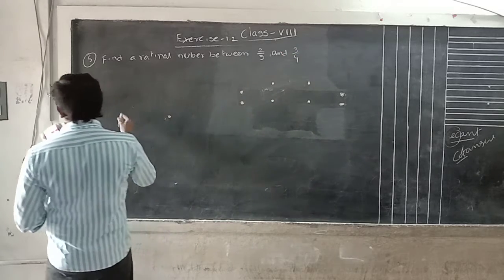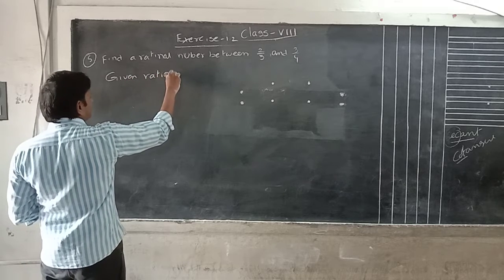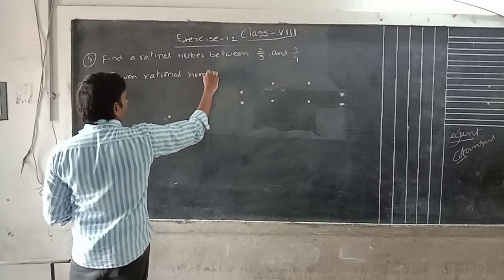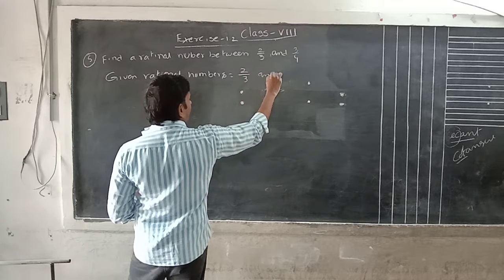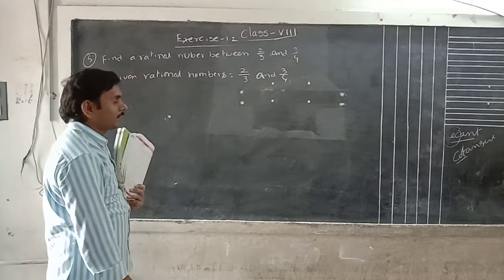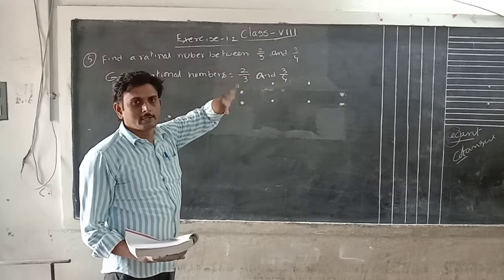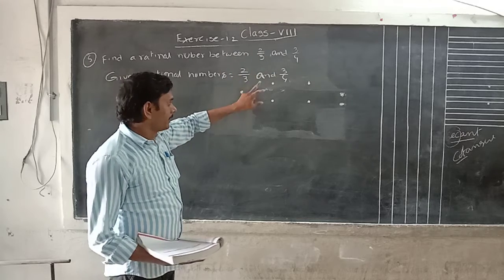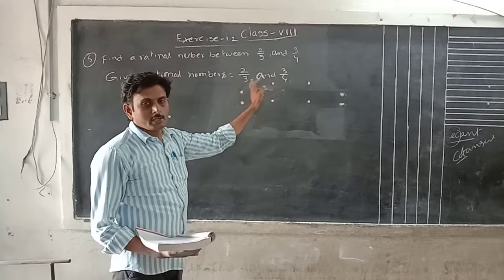What is given here? The given rational numbers are 2 by 3 and 3 by 4. First equalize the denominators. Previously the denominators were not there, that's why I multiplied by 10 by 10 for each rational. But here denominator 3 is there and 4 is there, so first make these two equal.